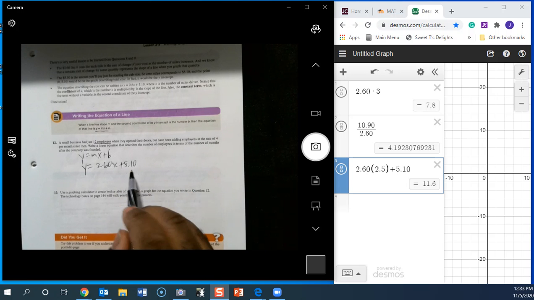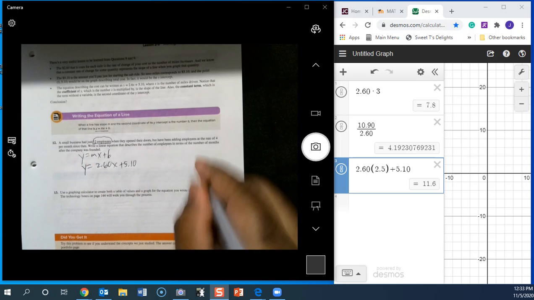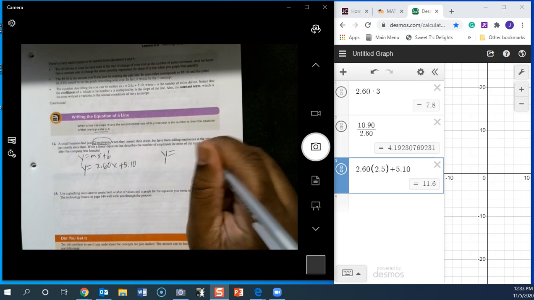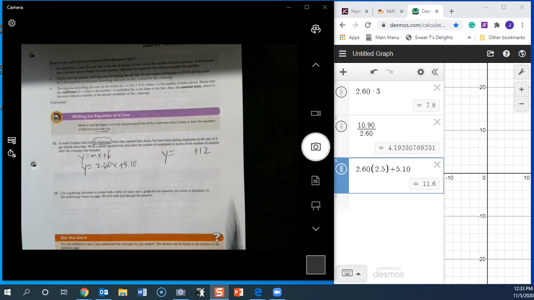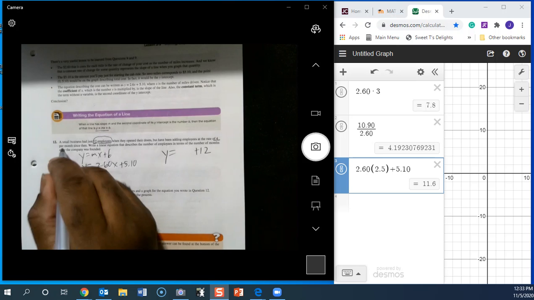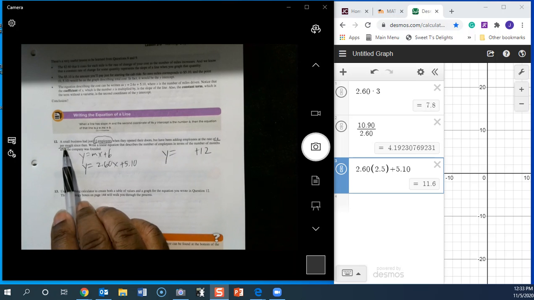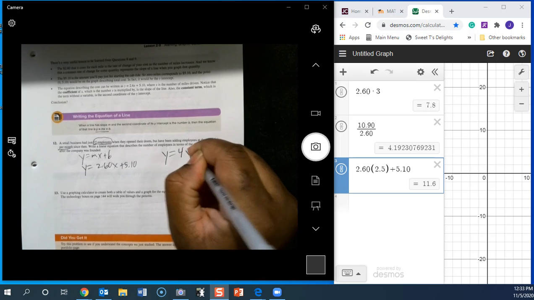This $5.10 was the initial cost of getting into the cab. This 12 employees is the initial amount of employees that you had. So we will have plus 12 because that would be our b. Now they tell us that we're adding employees each month at the rate of four per month. So it's $2.60 per mile. So this is 4 employees per month. So it'll be 4 times some unknown number.